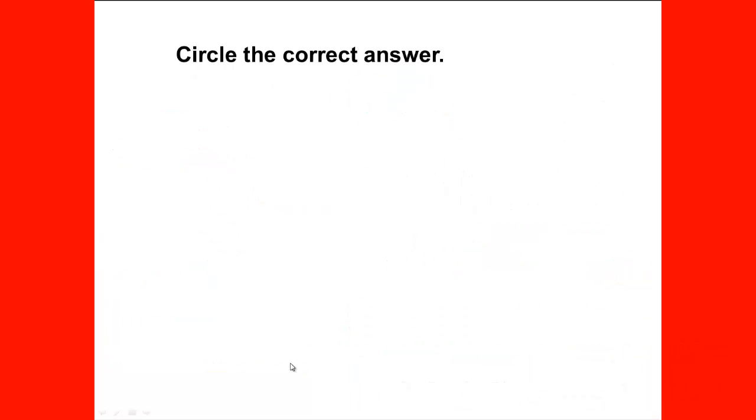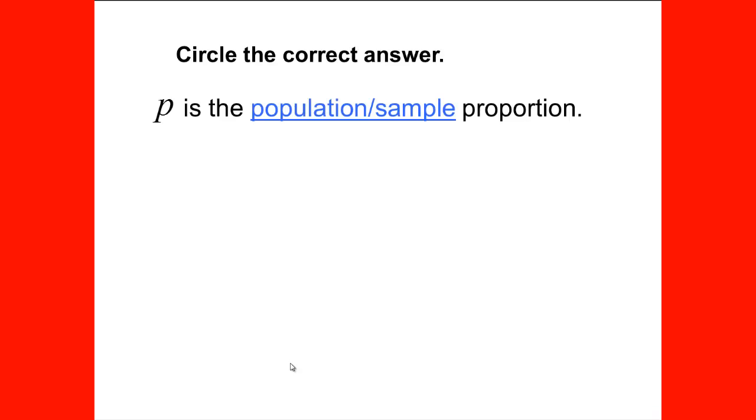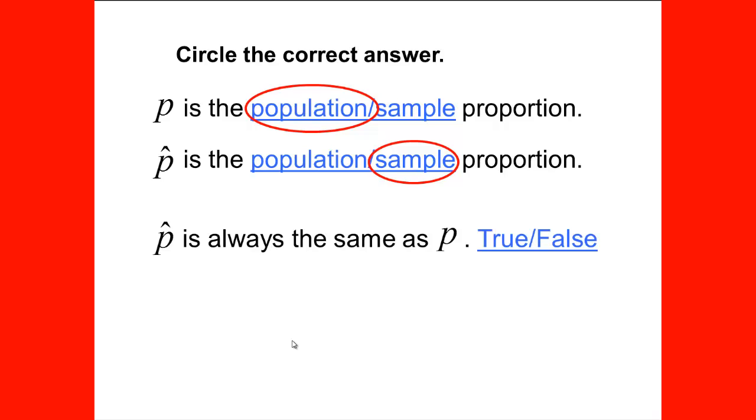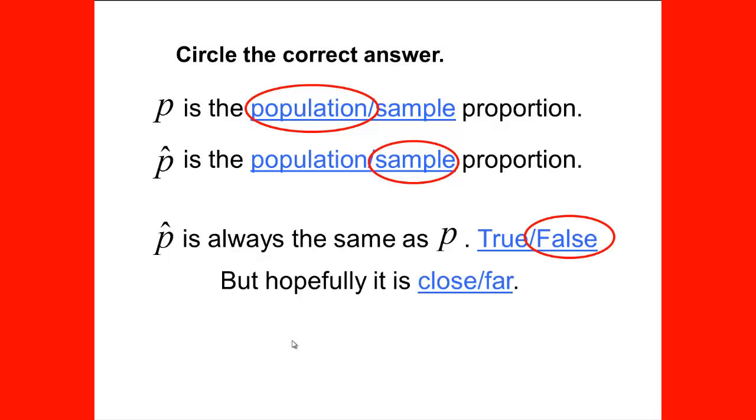So let's circle the correct answer. P is the population proportion. P hat is the sample proportion. Is P hat the same as P? False. But hopefully it is close. P hat is an estimate of P, and we hope that it is close to P.